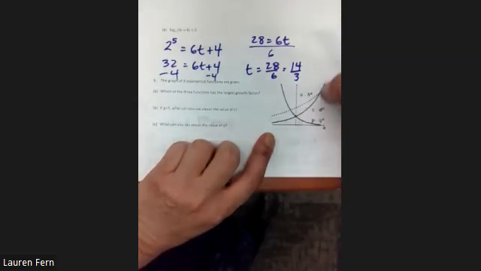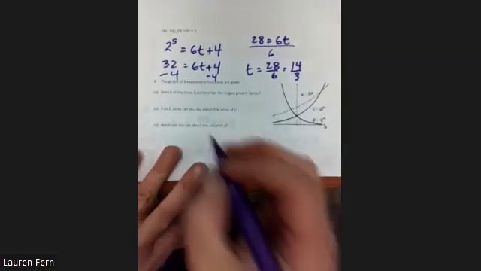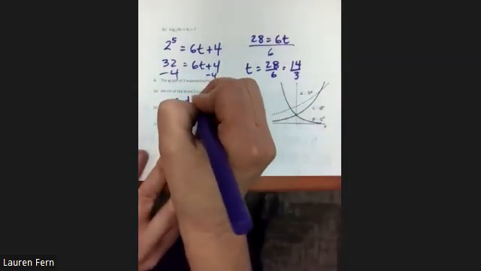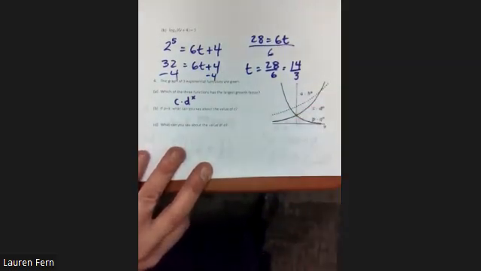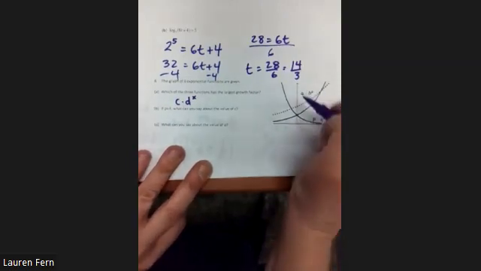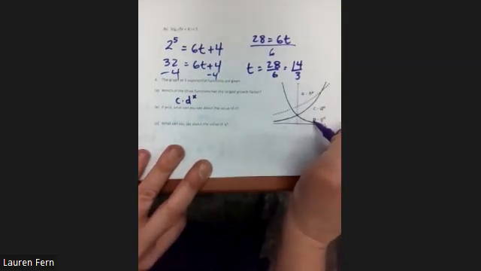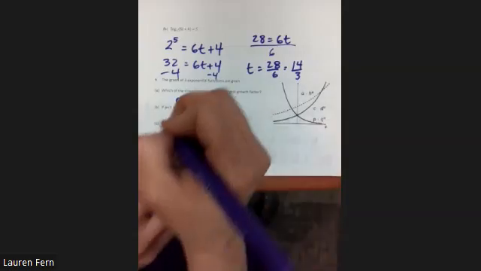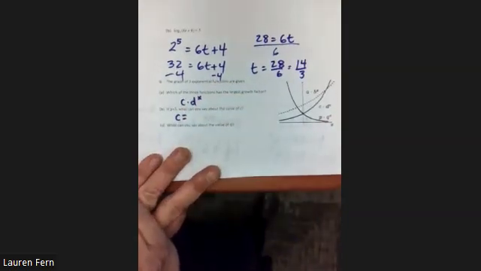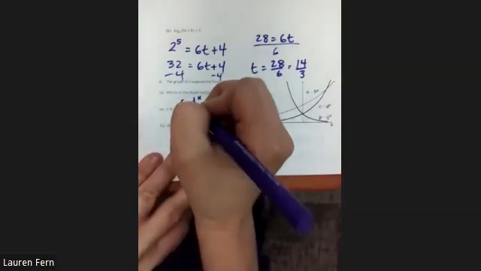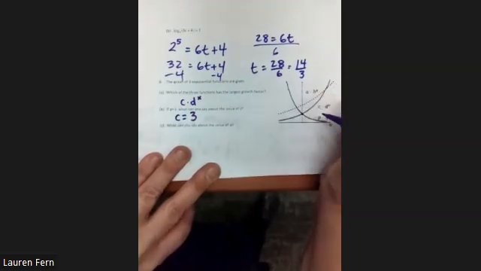Isn't this one steeper? The C times D to the X? So we would say C times D to the X, right? This guy's growing the fastest. Now we're given if P is equal to 3, what can we say about the value of C? What is C equal to? 3, good job, right? They have the same initial value.